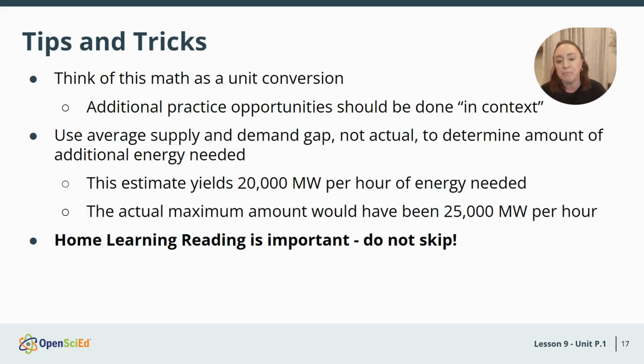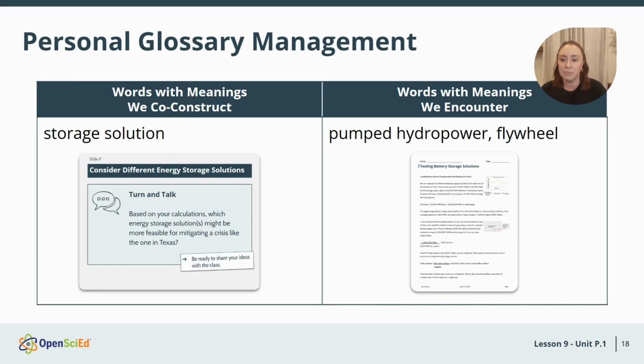So just note that. And then lastly, the home learning reading where we look at additional trade-offs of chemical batteries is super important because you're going to need that information in the next lesson. So do not skip that. Again, if home learning does not work in your context, then make time for it in class.